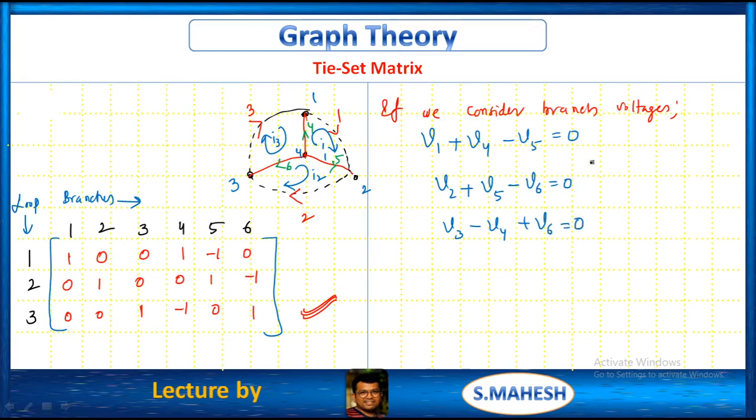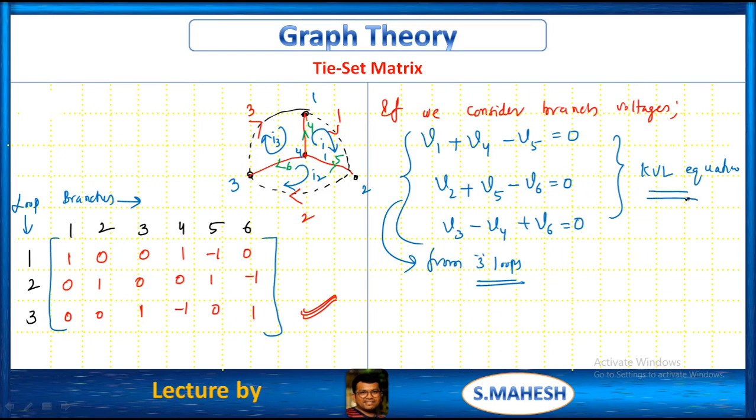These are the KVL equations from that. See, we are having three loops, right? From 3 loops, these are the loop equations by KVL, right? So from this, how can we get the current? V equals what? I into R. V4 is what? I into R. So from that, by solving these three equations we will get the current values.